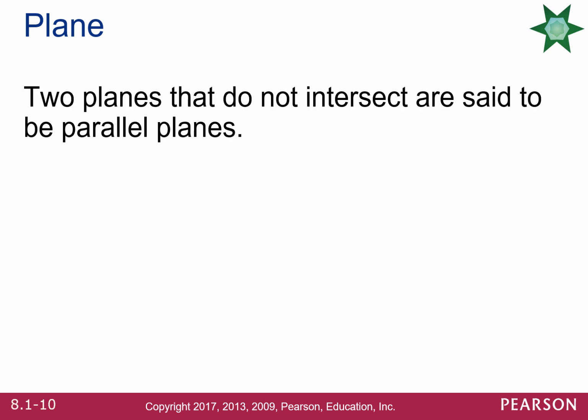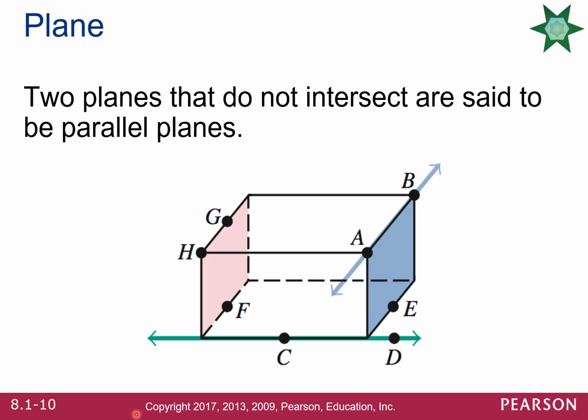Now, another thing to know about planes is that when two planes do not intersect, they are said to be parallel planes. So here in this figure, we see that there are two planes. One is the pink plane and the other one is the blue plane, and they run parallel to each other. These two planes will never meet. So this is a box-shaped figure. If you look at any cardboard box, the two opposite sides of the box will be considered to be parallel planes.